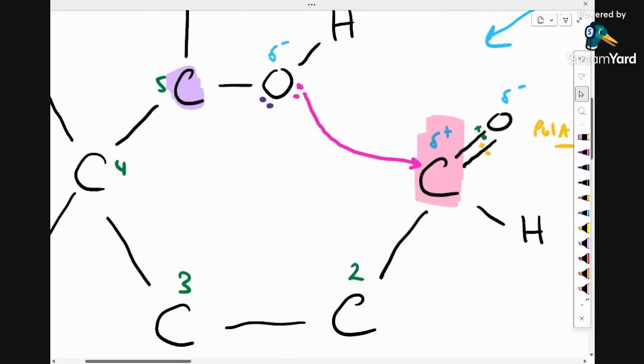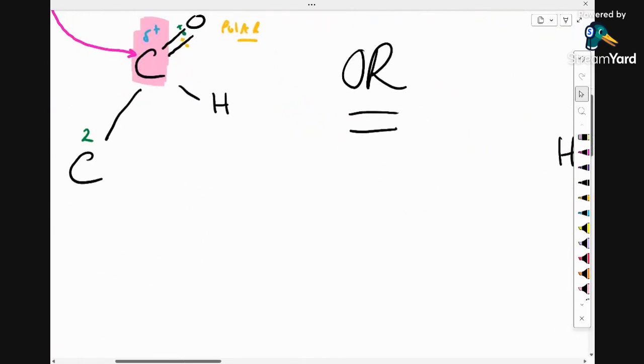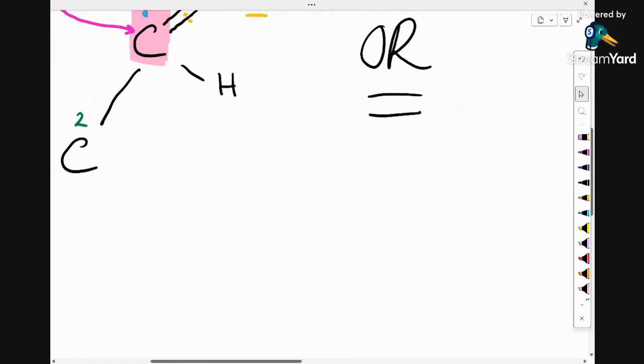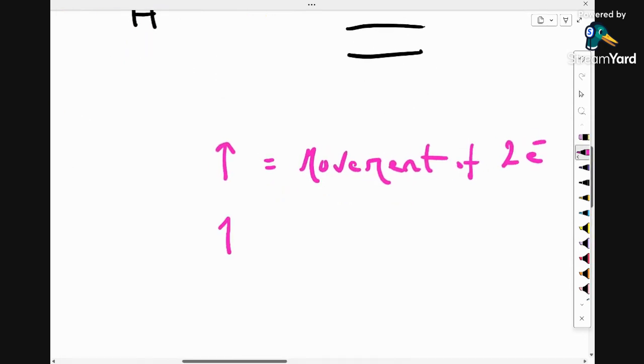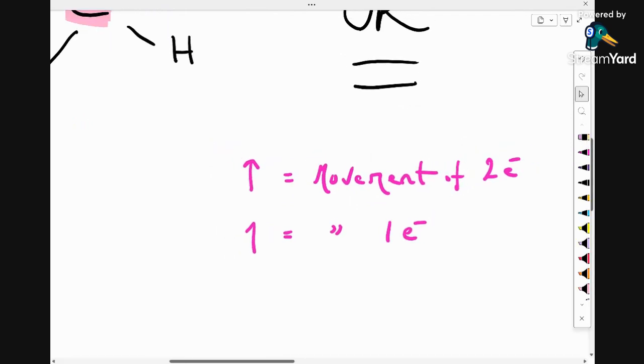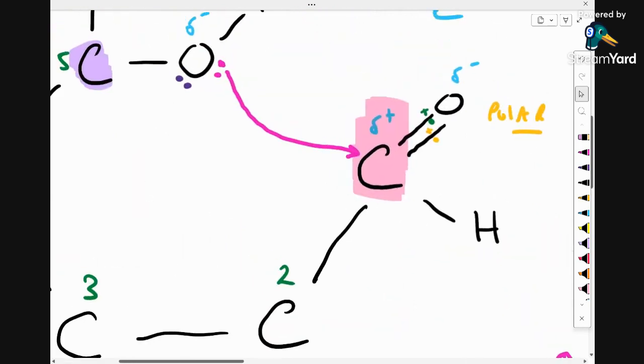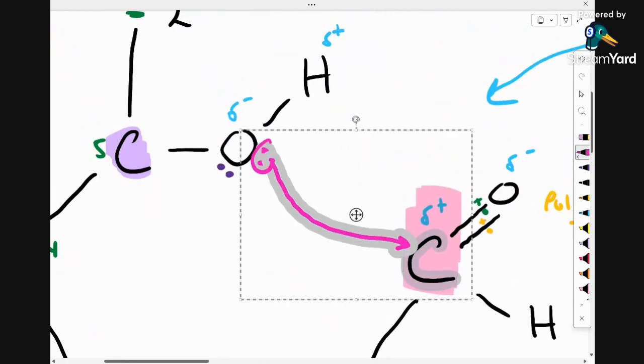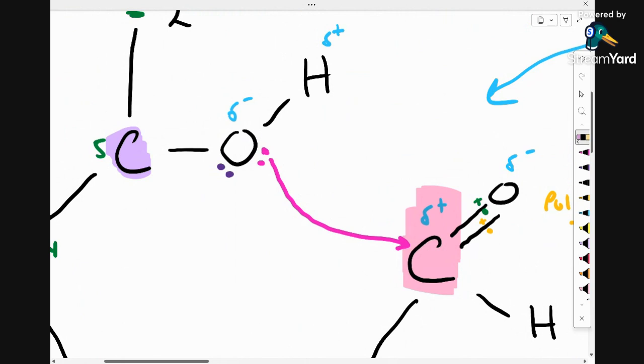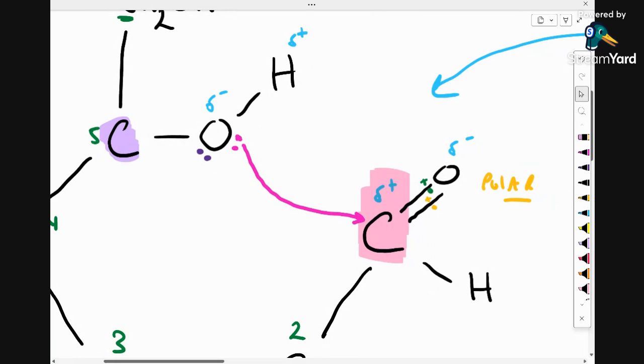And this is where I'm just going to mention briefly something about electron movement. If we draw a double-headed arrow, this shows the movement of 2 electrons. If we draw in chemistry a single-headed arrow like that, this shows the movement of a single electron. So because I've drawn a double-headed arrow up here, that means both of these electrons in this lone pair are going to form a covalent bond by attacking this delta positive carbon.